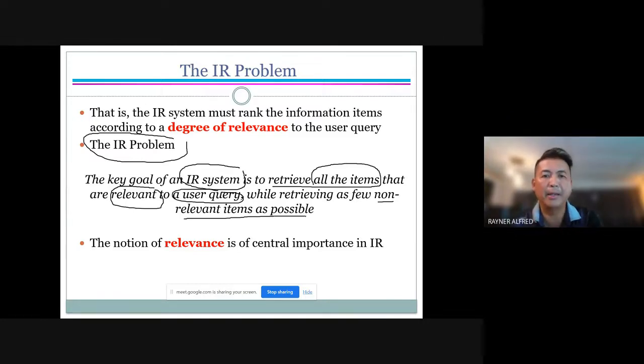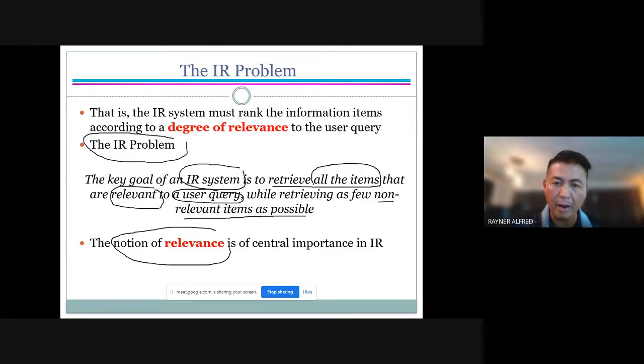So if you compare with database, all of you have taken database, kan? We are using the SQL statement in order to retrieve the data. But either you get the data or none, because they are based on exact matching. But in information retrieval, we will be using the notion of relevance, because we only talk about this document is 90% matching with the query, or this document is only matching up to 75% of what we have for that particular query. So we are looking at the degree of relevance.